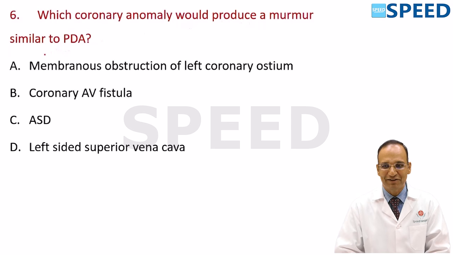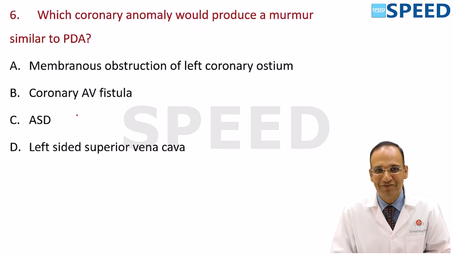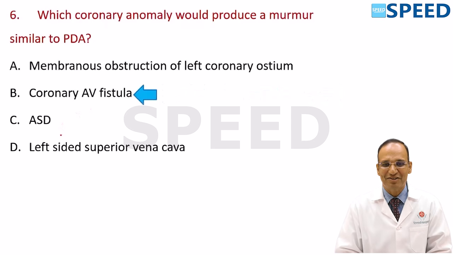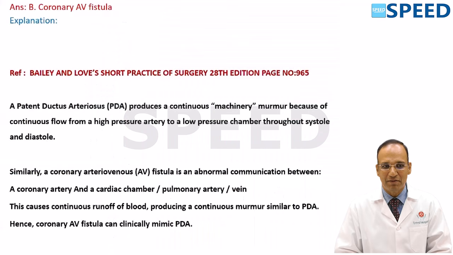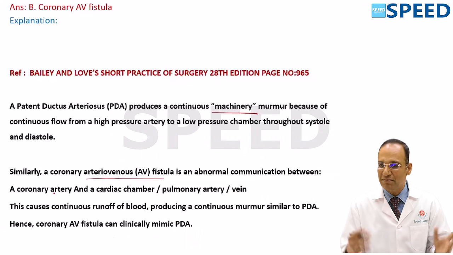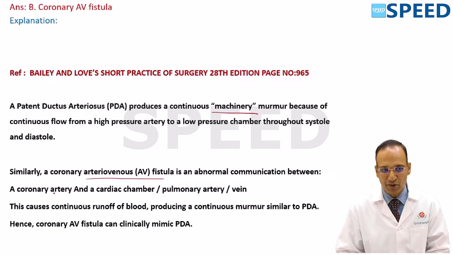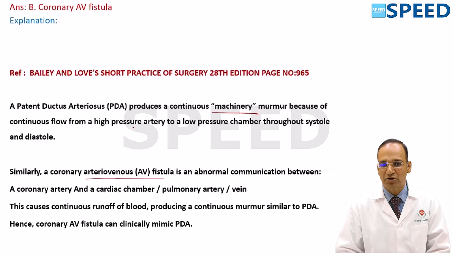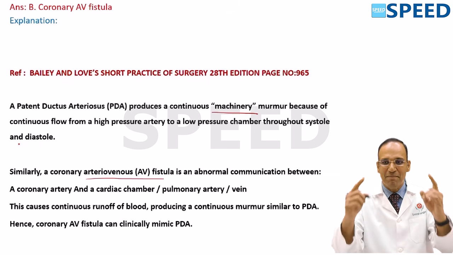Now, which coronary anomaly would produce a murmur similar to PDA? It's a simple, straightforward and MBBS level question. The right answer is a coronary AV fistula. Clear? So, it's called the machinery murmur. PDA produces a machinery murmur, and also an AV fistula will produce a machinery murmur. There's no need of explanation required. The continuous flow from a high pressure artery to the low pressure chambers throughout systole and diastole is called continuous machinery murmur.